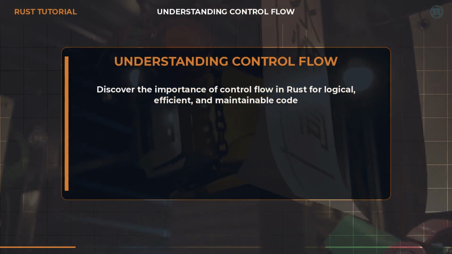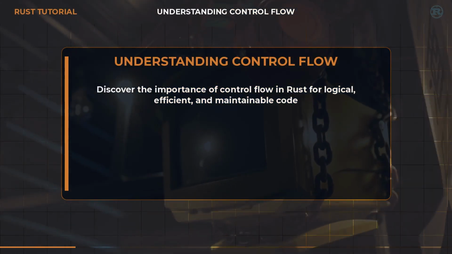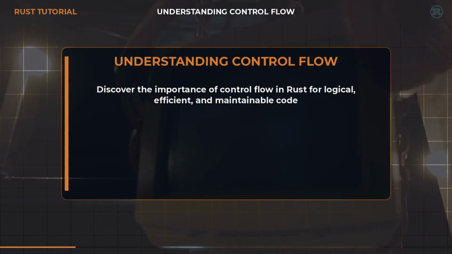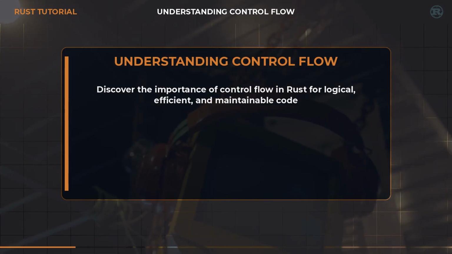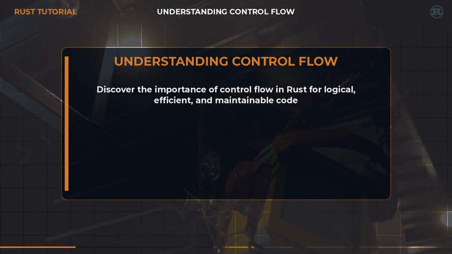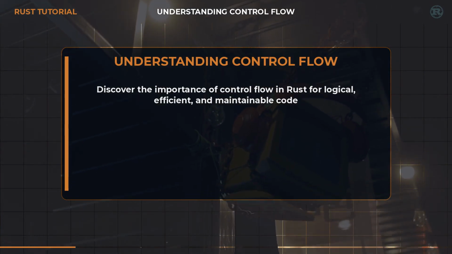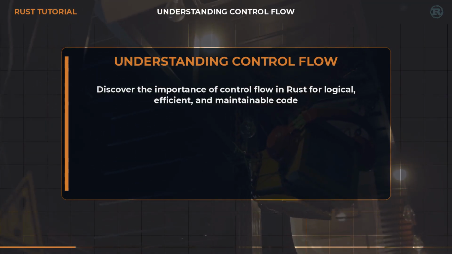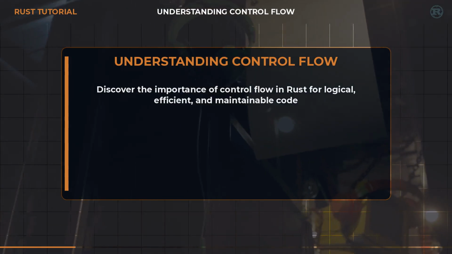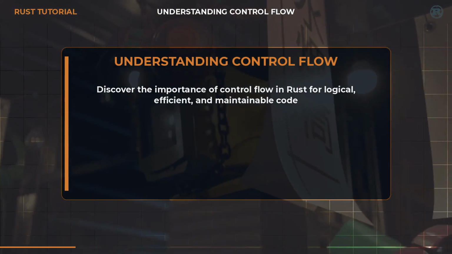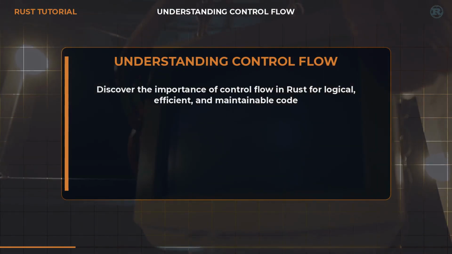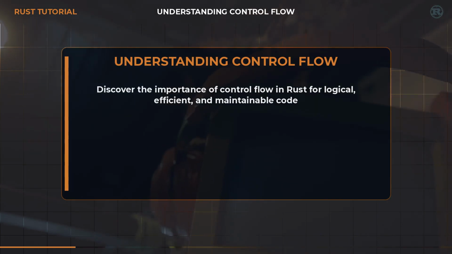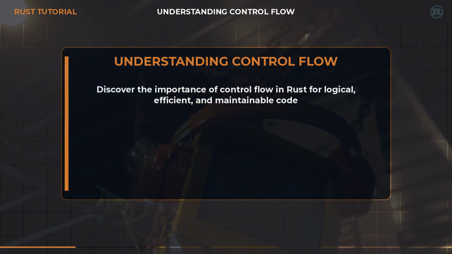Let's dive into the world of control flow in Rust. Control flow is the backbone of any programming language, dictating how decisions and loops are handled within our code. In Rust, mastering control flow is crucial for writing logical, efficient, and maintainable programs. Whether you're dealing with conditional statements or loops, a strong grasp of control flow principles helps in shaping the behavior of your code, ultimately making it more robust and understandable.